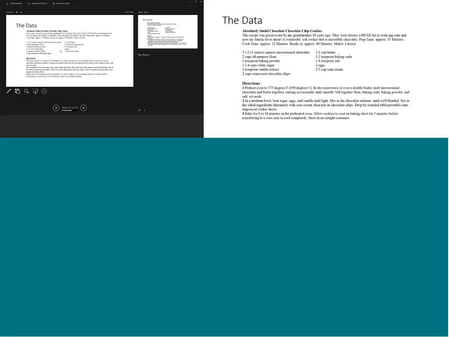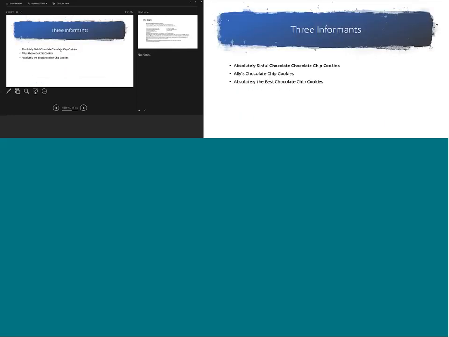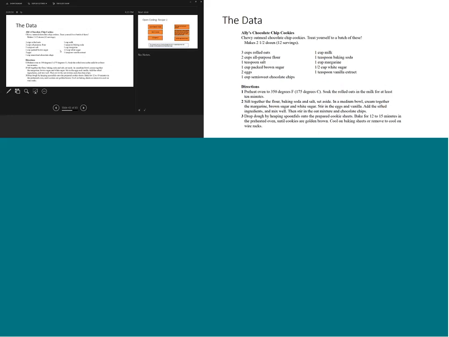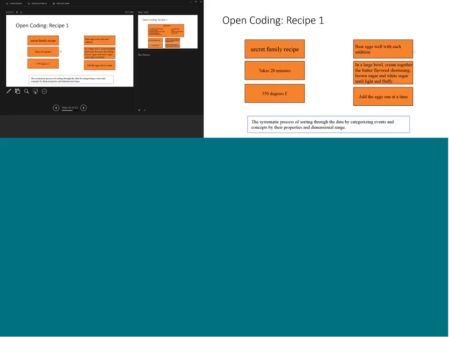If I go back to my first data set, I think it was right here, all I'm doing now is going through here, and I'm beginning to break out the critical elements. So again, here are some of the codes that I might take. One of the things, a code note I might make, is, oh, it's a secret family recipe. That seemed important. Oh, time, it takes 20 minutes. A temperature, 350 degrees Fahrenheit. It tells me how to beat eggs well with each addition. That seemed like a critical process.